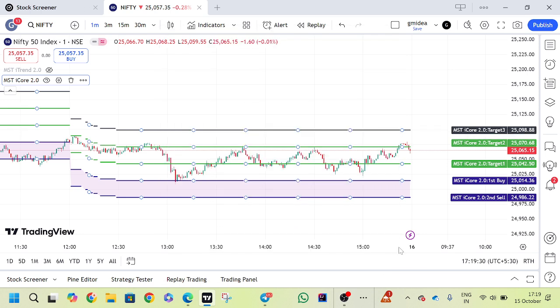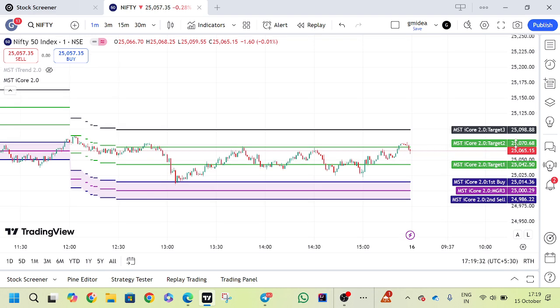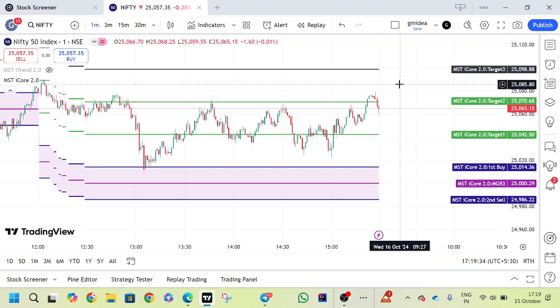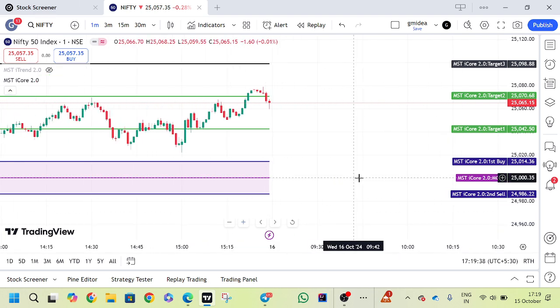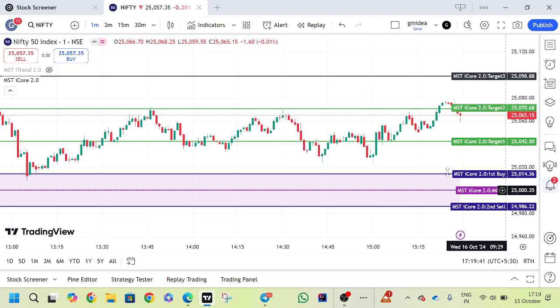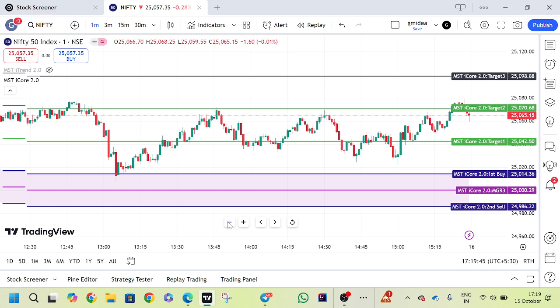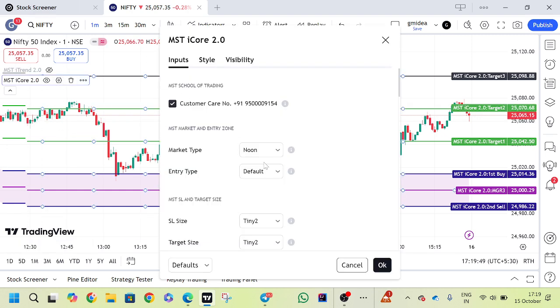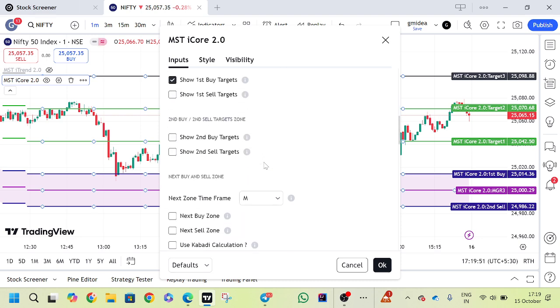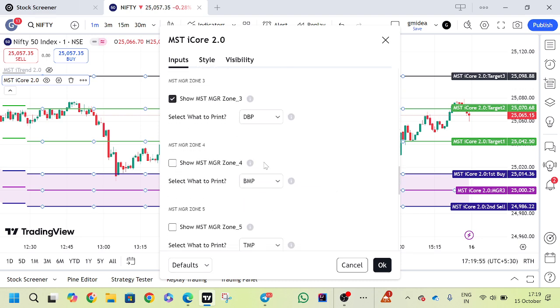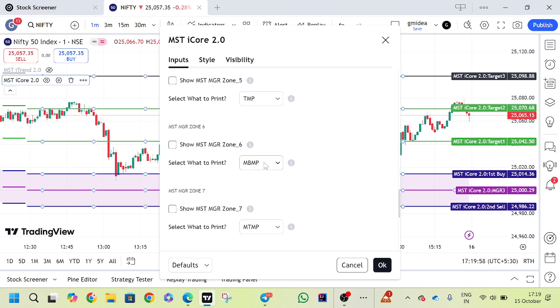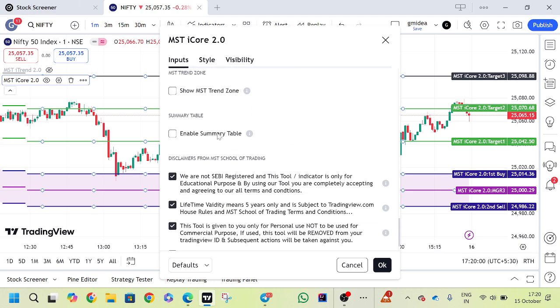See here, exactly buy activated, first target hit and second target hit in the known market. Hope this is clear. So this is how we have to trade. And we have not made any changes in the indicators, we have just modified the optimization technique. Okay, only the optimization technique we have added.